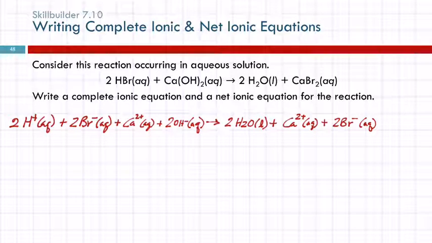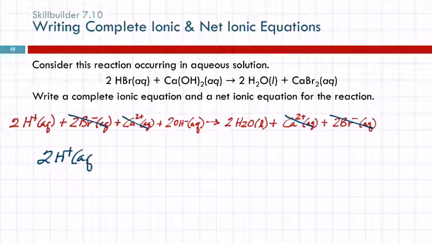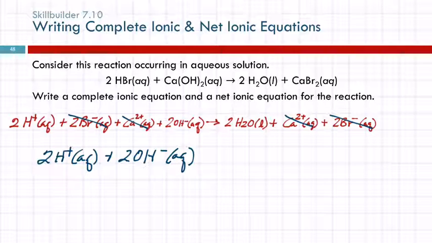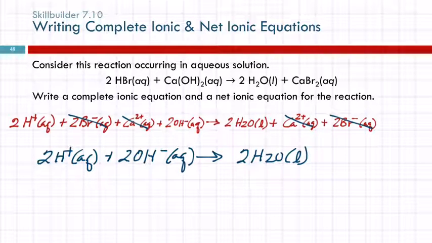So maybe I'll use a different color. Cross off bromide. What else is a spectator? Calcium. Calcium occurs on both sides. Okay? To get the net ionic equation, then I'm just going to copy down what's left. So I've got 2H plus aqueous plus 2OH minus aqueous, and I've got 2H2O liquid, and that's all that's left.